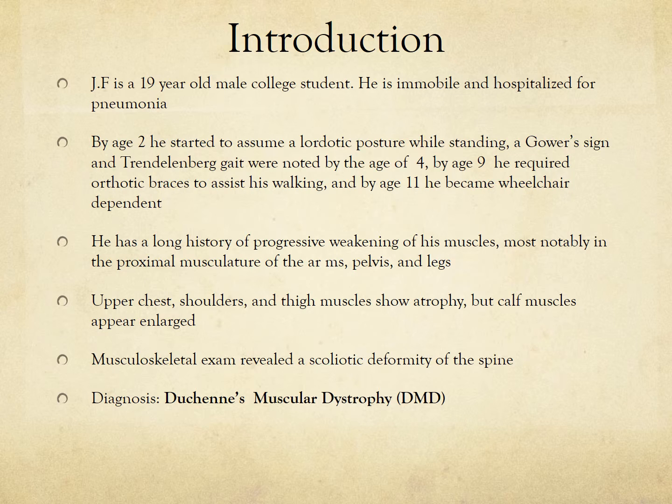By the age of 9, he required orthotic braces to assist his walking, and by the age of 11, he became wheelchair dependent. He has a long history of progressive weakening of his muscles, most notably in the proximal musculature of the arms, pelvis, and legs. Upper chest, shoulders, and thigh muscles show atrophy, but calf muscles appear to be enlarged. Musculoskeletal exam revealed a scoliotic deformity of the spine. He was diagnosed with Duchenne muscular dystrophy.